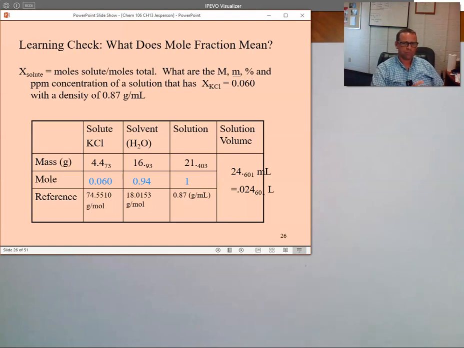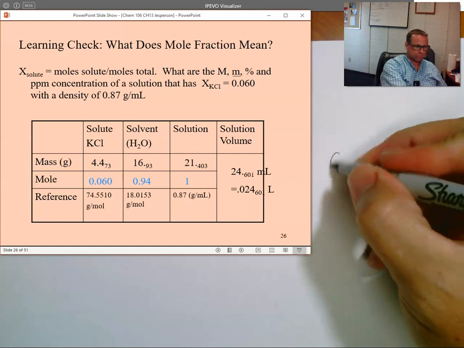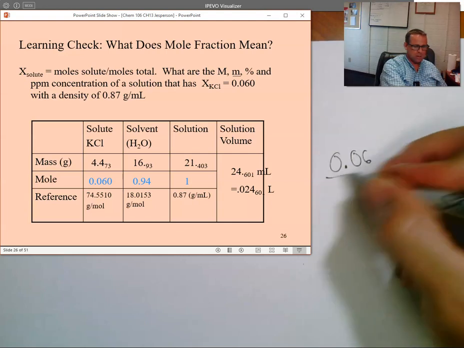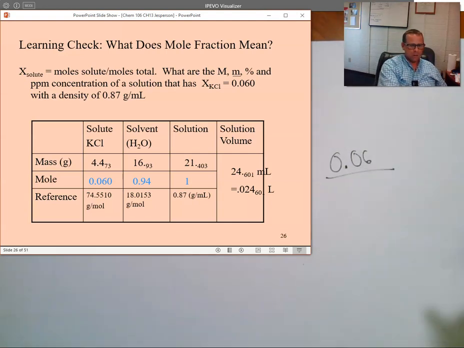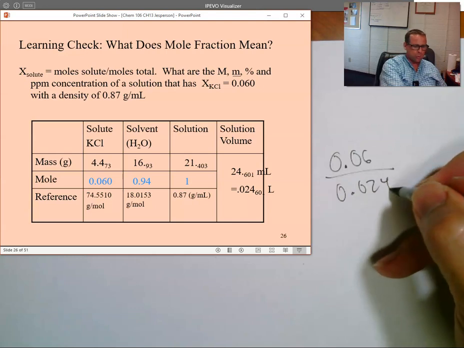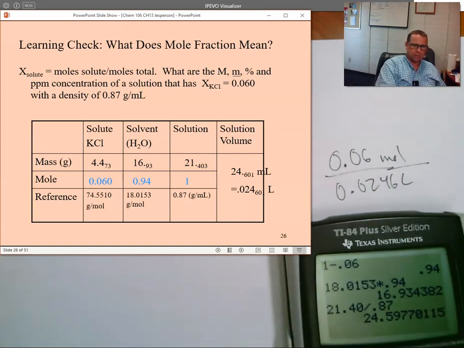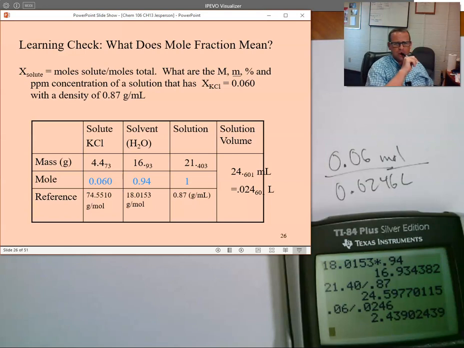The moles of solute over 0.0246 liters. Okay, moles of solute, which is what, 0.06, is that right? Yes. Okay, so 0.06 divided by 0.0246. 2.43, did I do that right? Yes. Okay, good. 2.4 molar. Thank you.